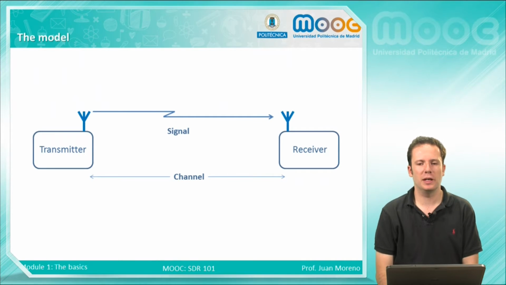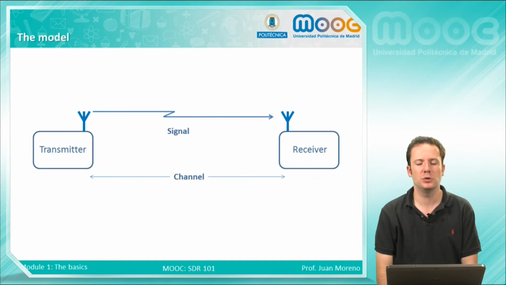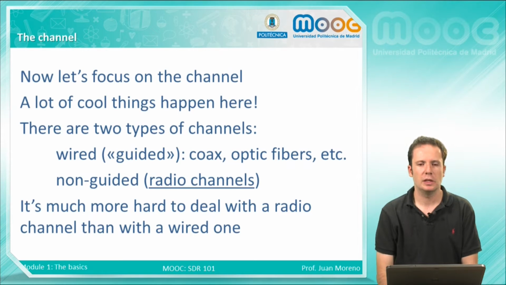In this video, we will explain a very significant part of the communication systems. This is the channel. The channel is everything that happens between the transmitter and the receiver. There are two types of channel. The guided ones that imply a wire between the transmitter and the receiver. So good examples here are the optic fibers and every wire that you can think about.